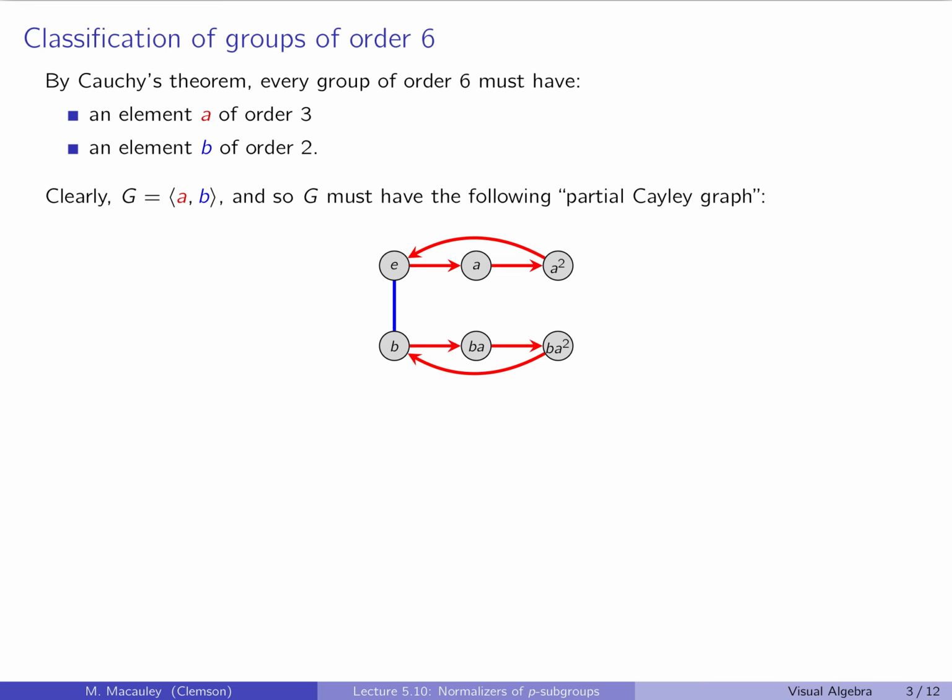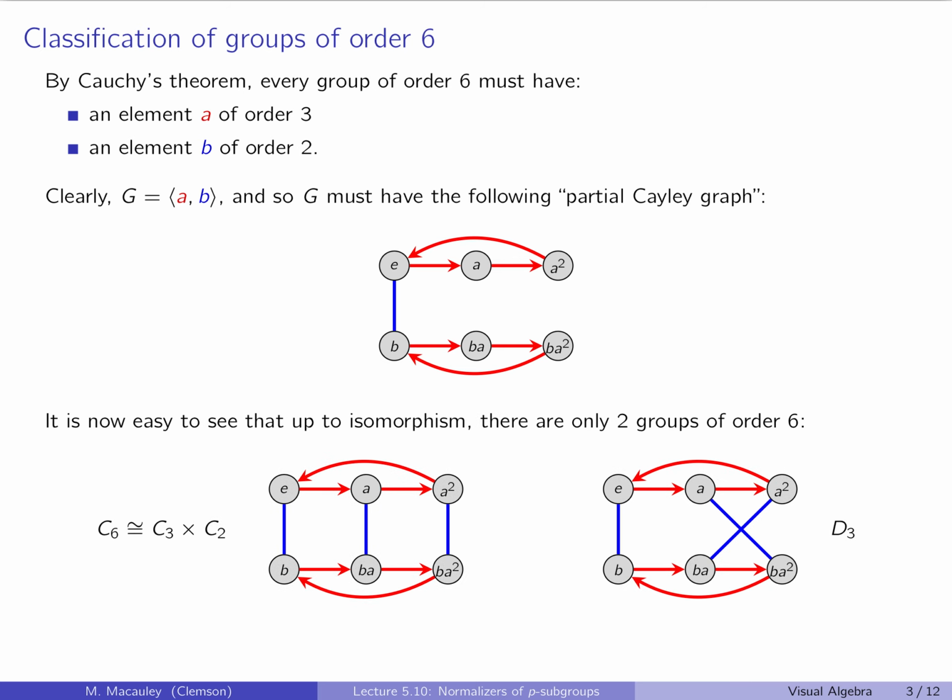So that means that G must have the following partial Cayley graph with this generating set. So we have a 3 cycle here, we have a 2 cycle, and then we have the other coset right here. So this is almost the full Cayley graph. And we can ask, how many ways can we complete this? Well, there are 2 of them. We can either put the remaining 2 blue edges like this, or we can cross them. This is C3 cross C2, which happens to be cyclic, and this is D3.